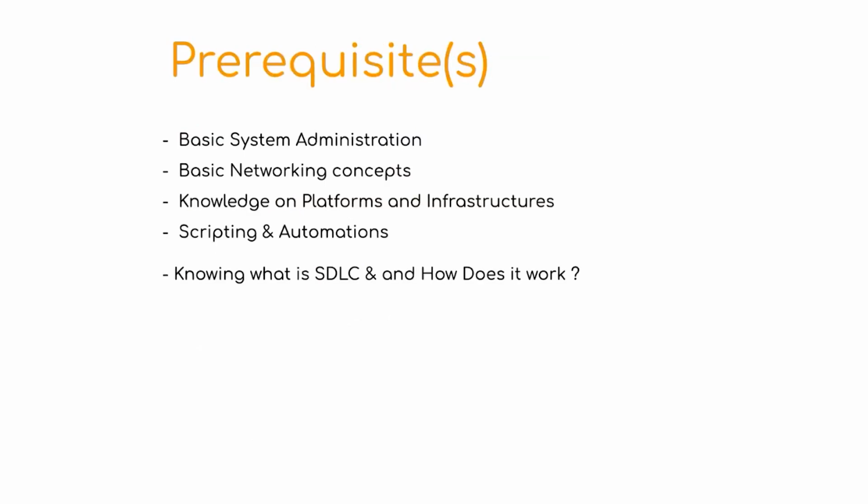So what are the prerequisites needed for someone to become a DevOps engineer? You will have to have at least basic system administration knowledge, and then basic networking concepts. When I say system administration, you need to have a bit of understanding of what your platform is, what operating system you are managing, and how to install software on your operating system. It can be a Windows-based operating system or a Linux-based operating system.